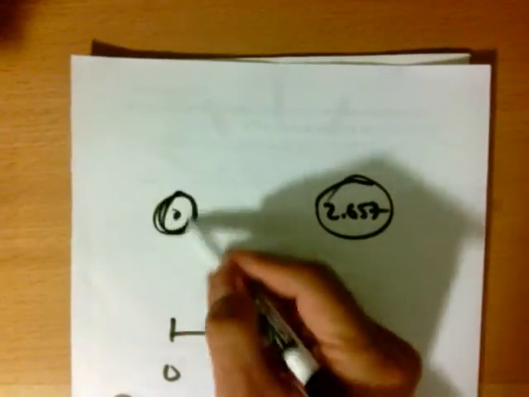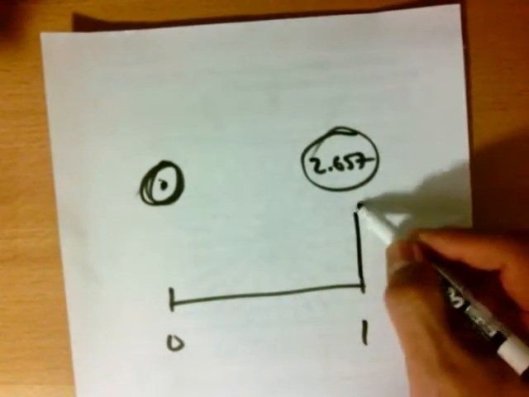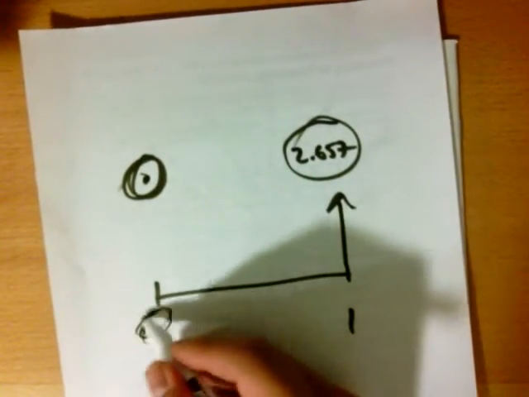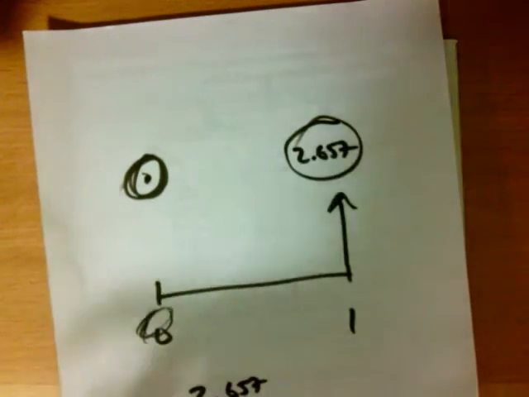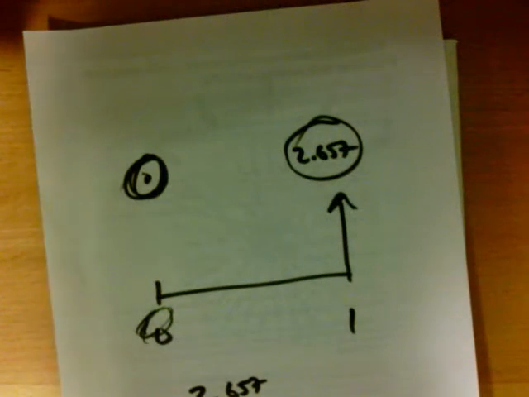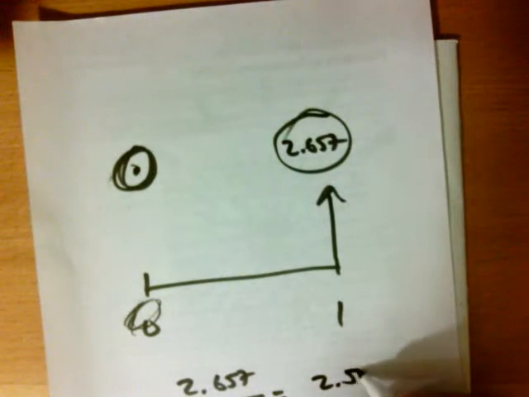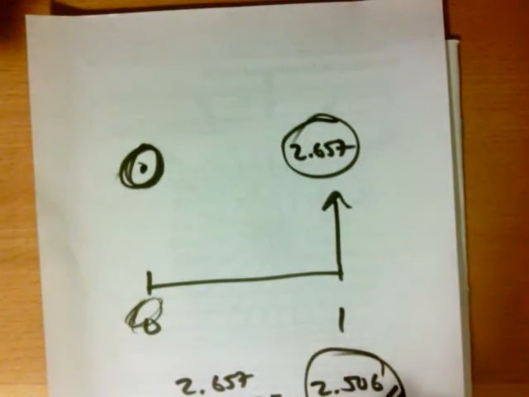What is the value of the option today? That is just like a regular time value of money problem. If the cash flow is 2.657 a period from now, then the value of the asset today is just 2.657 divided by 1.06, 1 plus the risk-free rate to the first power, because it's 1 period. That should give you 2.506, the value of the call option today with a 1 period binomial model.